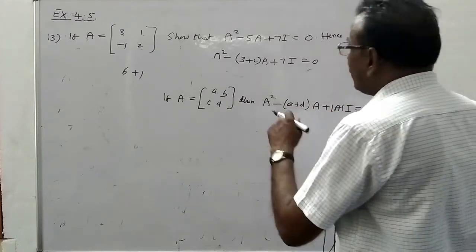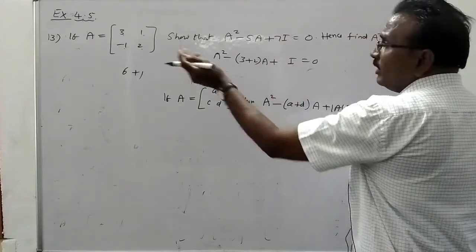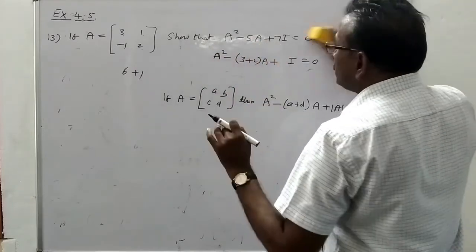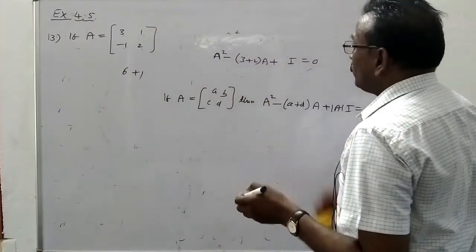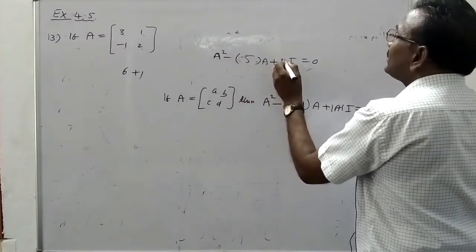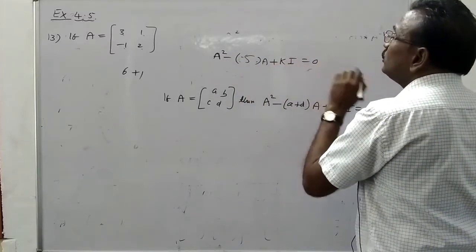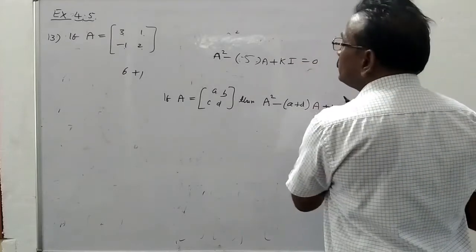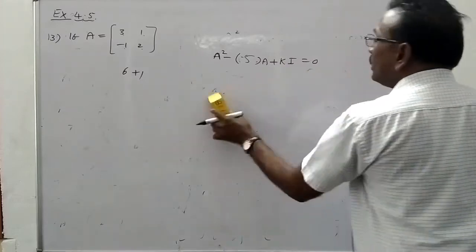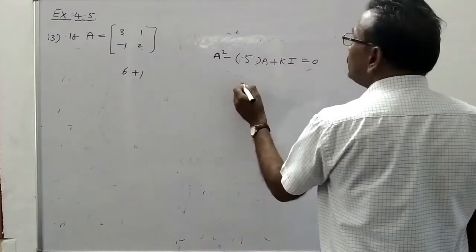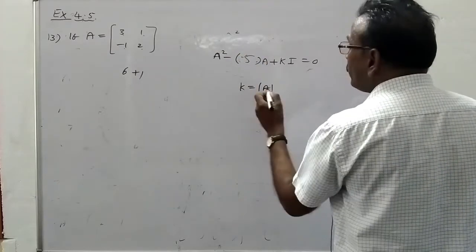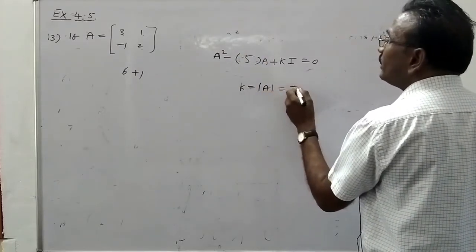Suppose in CET some questions are: if A is equal to [3 1; minus 1 2] and A square minus 5A plus k into I is equal to 0, then find the value of k. So using this formula, k is equal to determinant of A. So what is the determinant of A? That is 7.